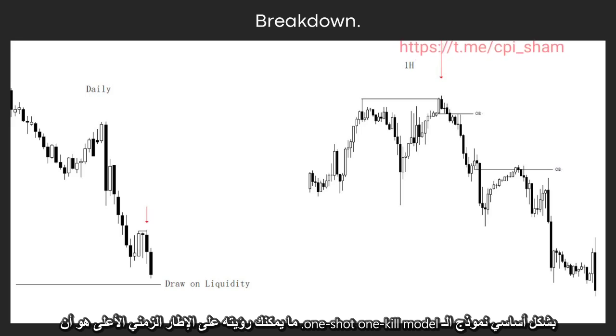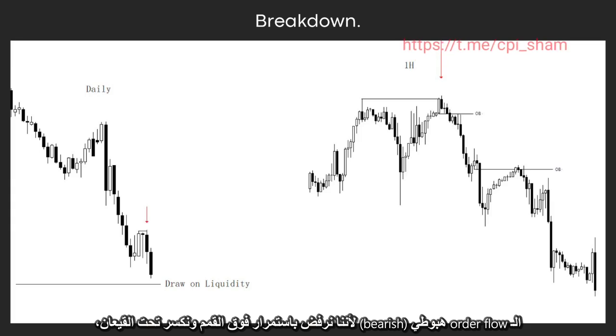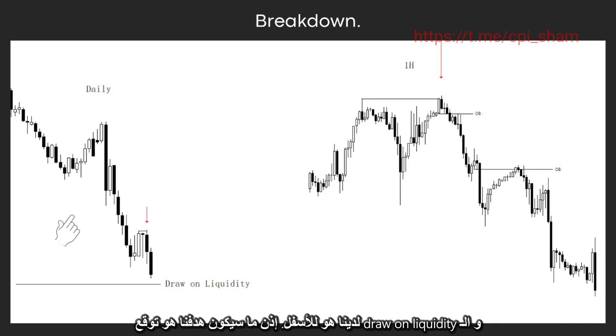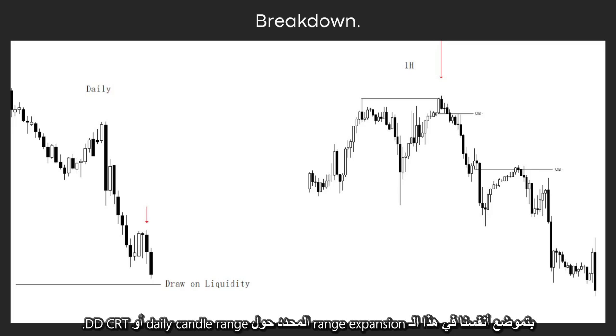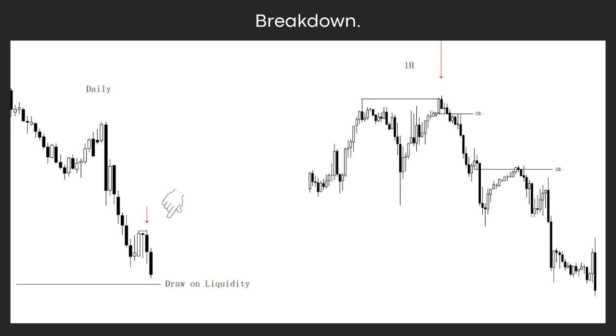What you can see on the higher time frame is the order flow is bearish because we are consistently rejecting above highs and breaking below lows, and our draw on liquidity is lower. So our objective is going to be to anticipate weekly range expansion towards the drawn liquidity lower, and we're going to position ourselves in that range expansion around a daily candle range, or daily CRT.